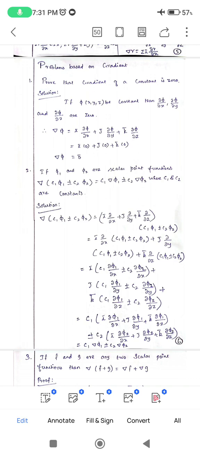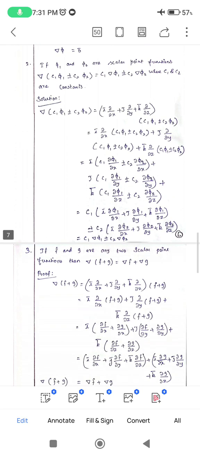And the next one is, if φ1 and φ2 are scalar point functions, we have to prove del of C1 φ1 plus or minus C2 φ2 is equal to C1 del φ1 plus or minus C2 del φ2, where C1, C2 are constants. So del into C1 φ1 plus or minus C2 φ2 is equal to i vector into ∂/∂x plus j vector into ∂/∂y plus k vector into ∂/∂z into C1 φ1 plus or minus C2 φ2.